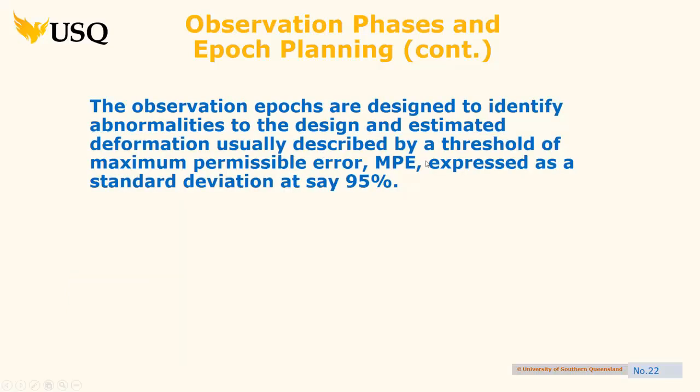Okay, so the observation epochs are designed to, the reason you're measuring is partially because you've got a contract and you're getting $1,000 a month to do it, right? But the other sense is that you're actually looking for deformation, or you're looking for no deformation, right? That can happen as well.